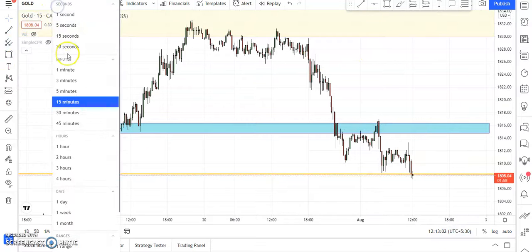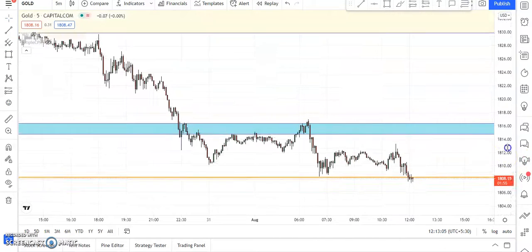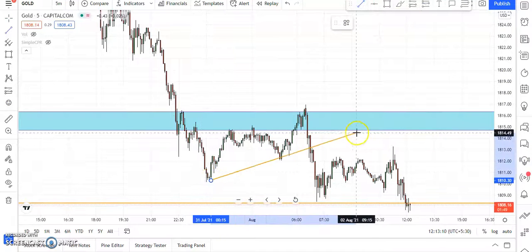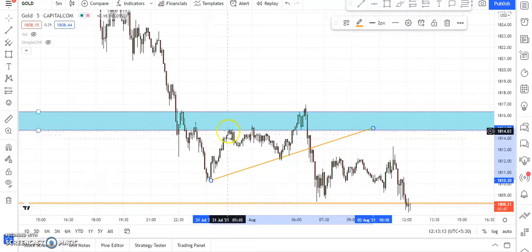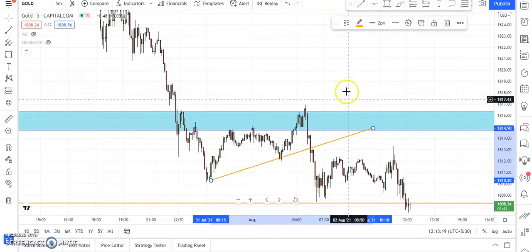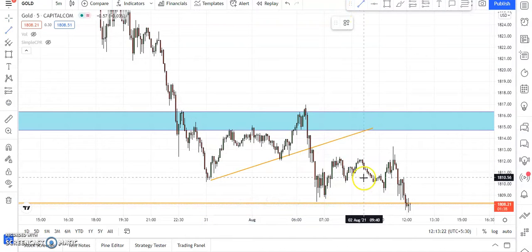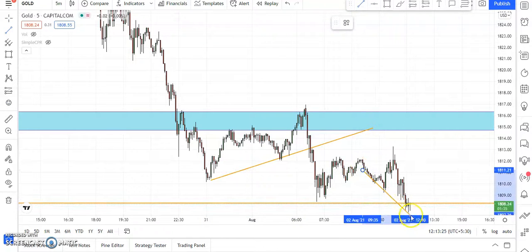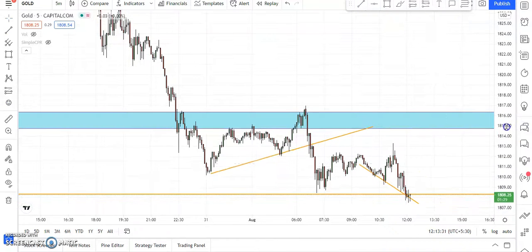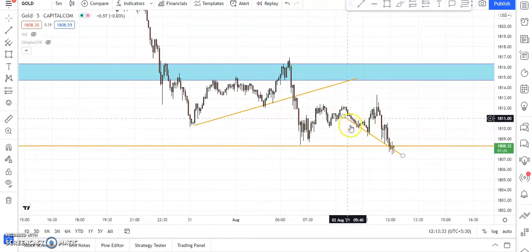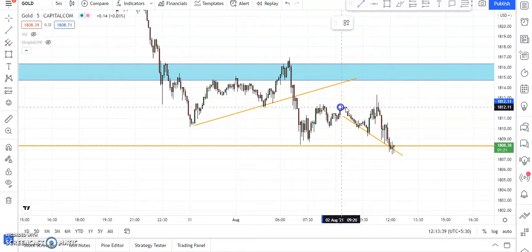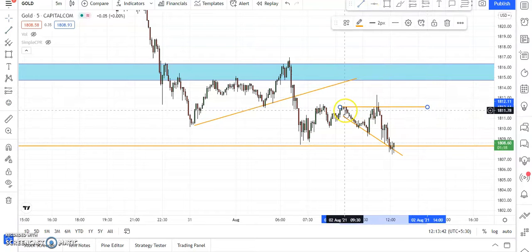Let's go to our 5-minute. Okay, here we are. As you can see, it touched the zone. It tried to breach it, but came back to test this. And then there was a spike down here. Once again, we see a, there you go. So now what's happening? Now it's making lower lows, but here it tested this higher high but couldn't break through, as you can see.